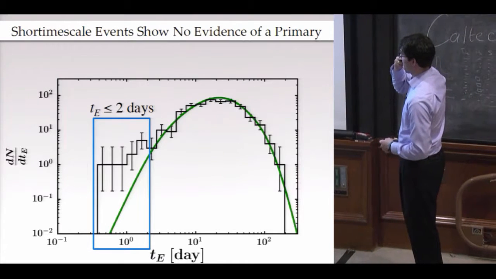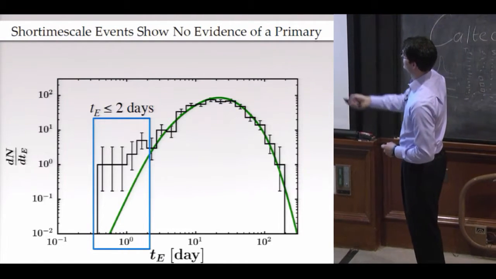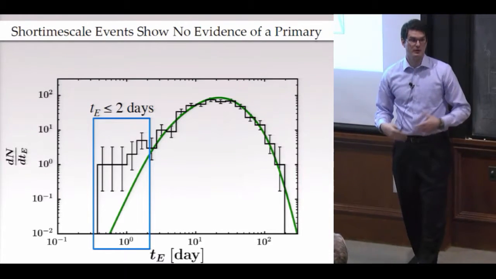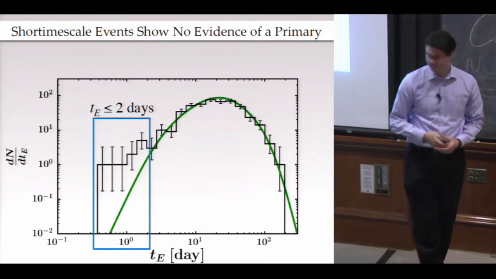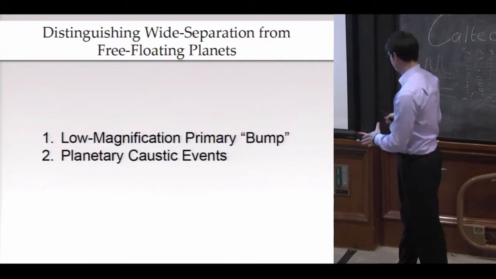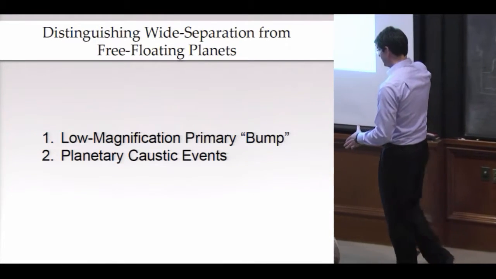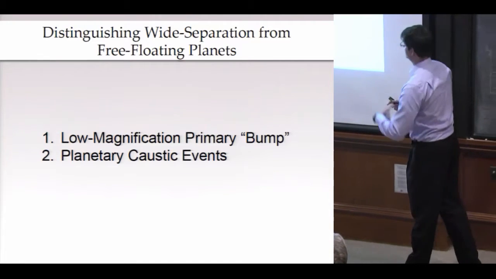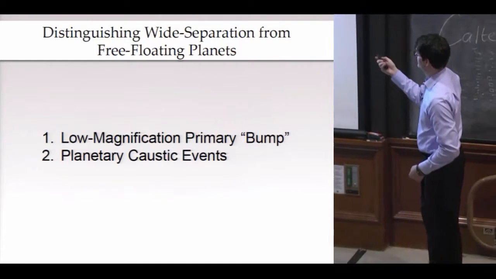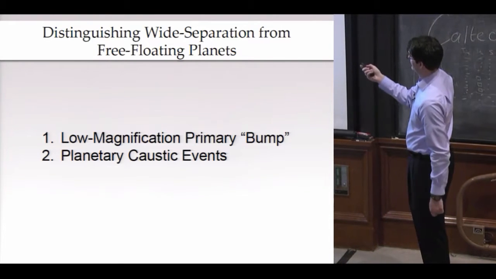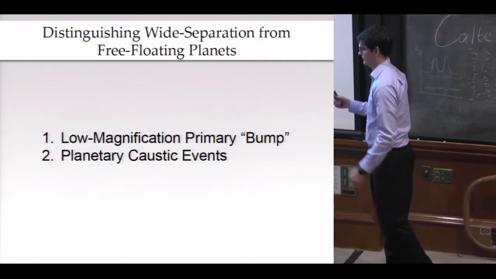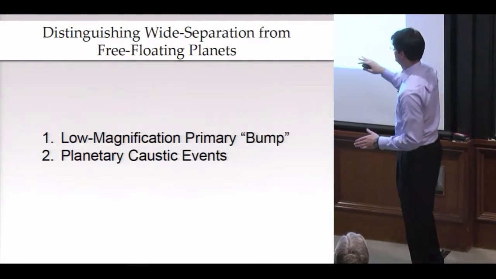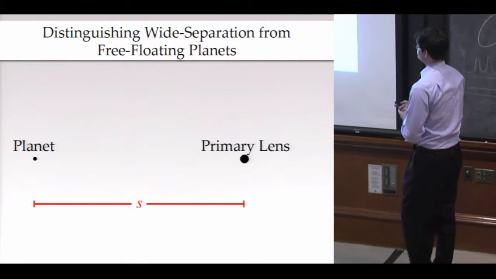And so another feature of these short timescale microlensing events is that they show no evidence of a primary lens or a host star in their microlensing light curves. And so there's a few different ways where you can infer the presence of a host star in a wide separation microlensing event. And so we'll look at 2 of them here. One is a low magnification primary bump, and the second is by looking at events where the source crosses very near to or even crosses the planetary caustic.